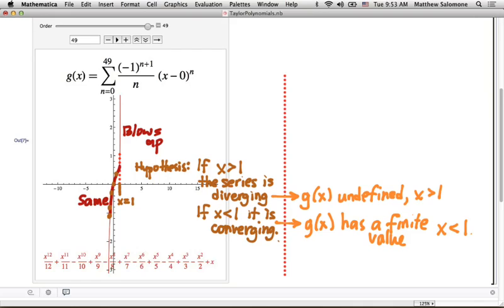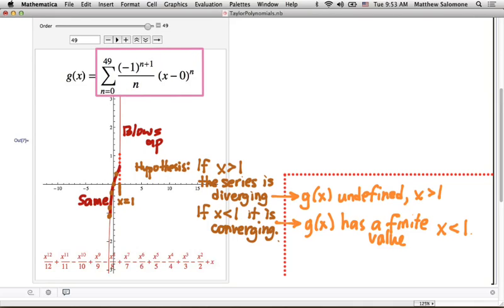If this is our hypothesis, how might we endeavor to investigate or to prove this hypothesis? Based on your reading of section 10.6, how do you determine where a power series converges and where it diverges? If this is my series, and I think of having an infinity up here instead of a 49, how do I figure out whether or not this series converges or diverges?